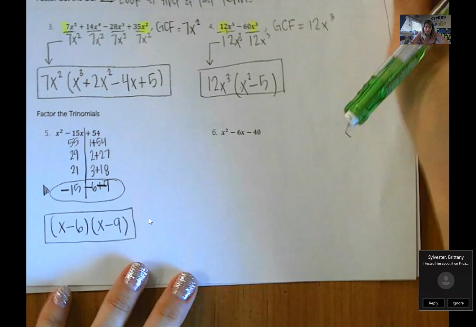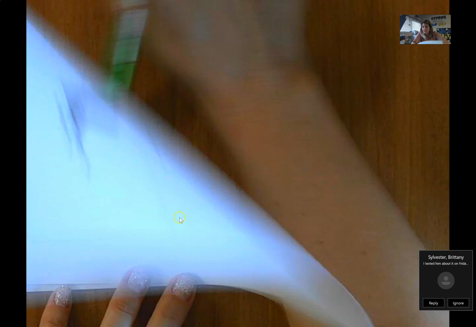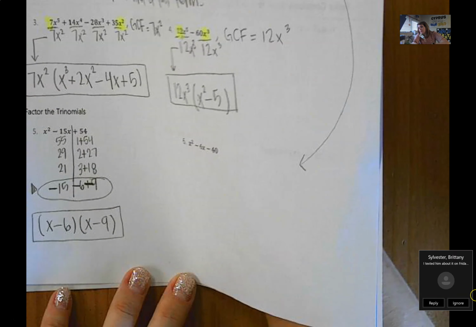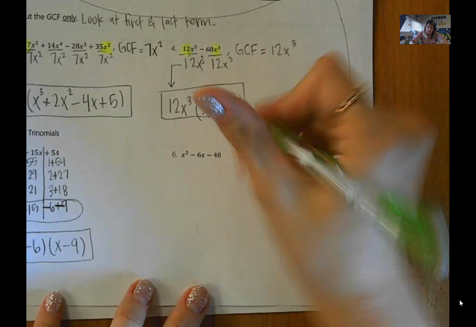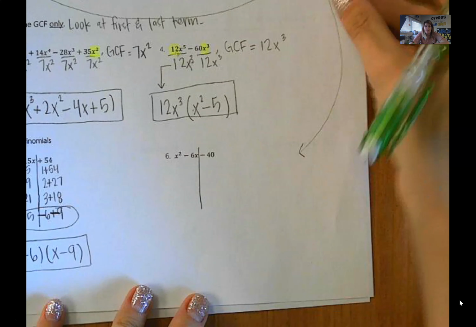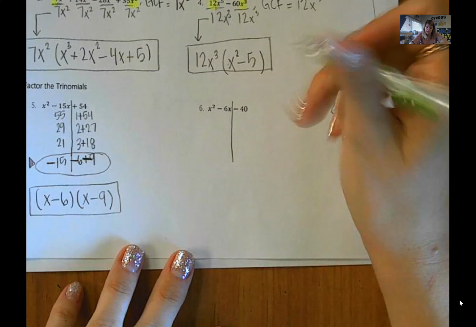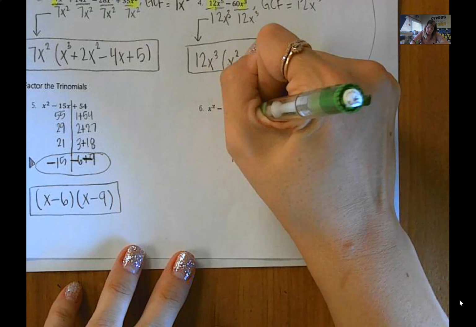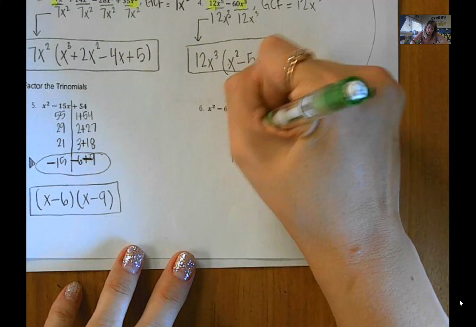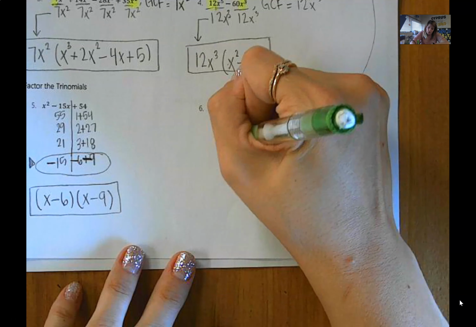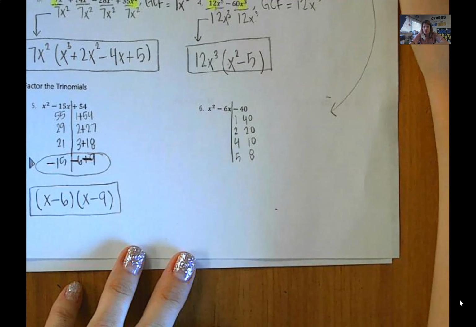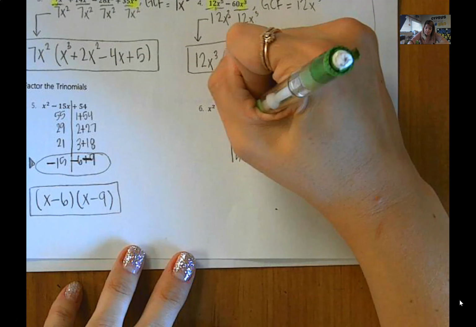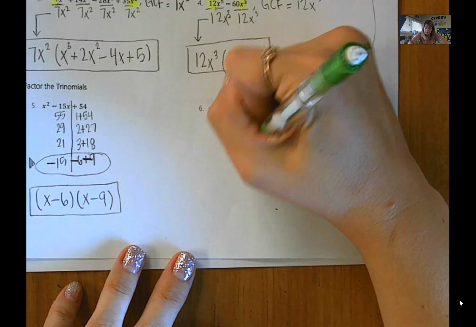Okay, this one is slightly different because there's a minus sign on the third term instead of a plus sign. So I'm going to list all my factors. 1 and 40, 2 and 20, 3 doesn't work, 4 and 10, 5 and 8, and that is all of the factors. This time I subtract them.